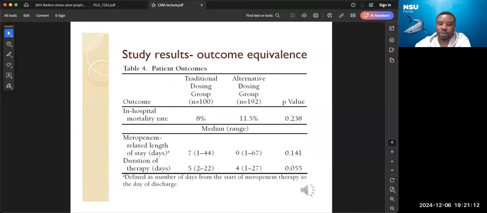And this is an example: the same drug, different administration. This is traditional dosing and this is alternative dosing. They saw that the p-value was 0.238, which is more than 0.05, and therefore the effect here is the same. So in this case, you can't do cost effectiveness analysis. You rather do cost minimization analysis.